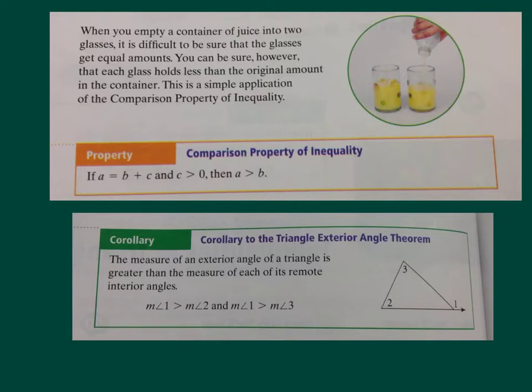We're going to put the comparison property of inequality together with the triangle exterior angle theorem and come up with, well, if the measure of angle 1 is equal to the measure of angle 2 plus the measure of angle 3, then the measure of angle 2 has to be less than the measure of angle 1, and the measure of angle 3 has to be less than the measure of angle 1. Each of the two interior angles have to be less than the exterior angle.